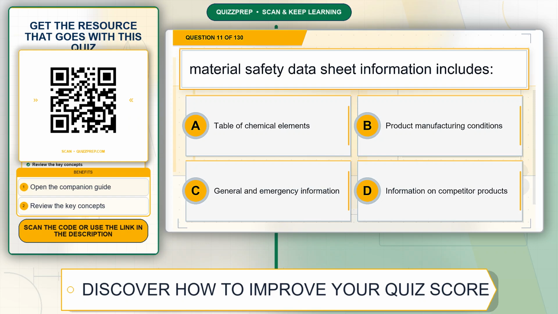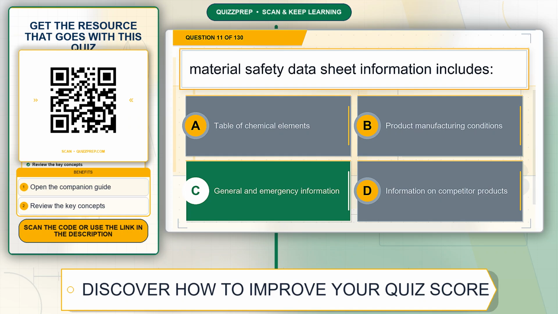Question 11. Material safety data sheet information includes: Option A, table of chemical elements. Option B, product manufacturing conditions. Option C, general and emergency information. Option D, information on competitor products. The correct answer is option C, general and emergency information.